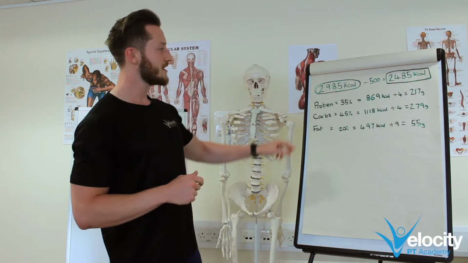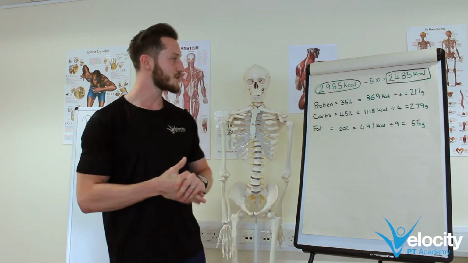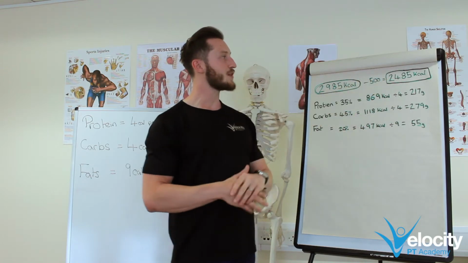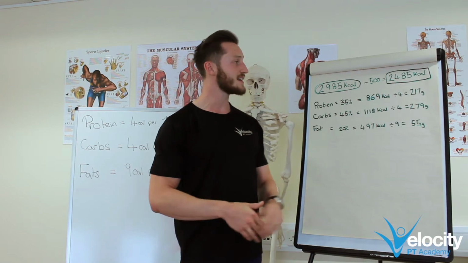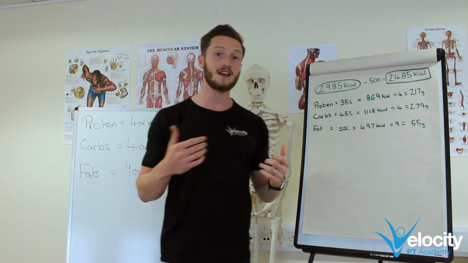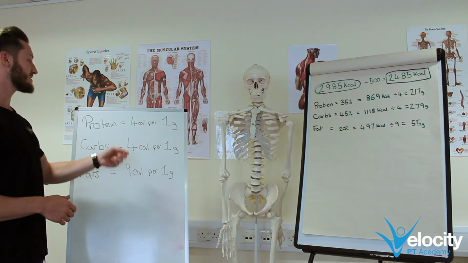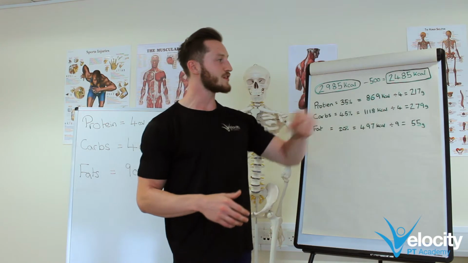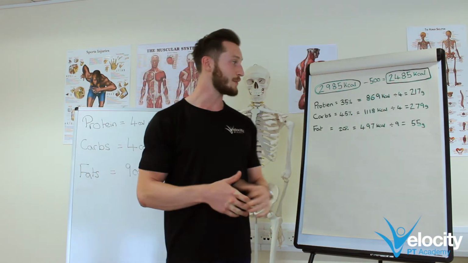Looking at carbs, I'm going to have a look at 45% of the daily calories coming from carbs, and what we've done here, worked out 45% of 2,485, it's given us 1,118 calories. We've divided that by 4 again, because for every 1 gram of carbohydrates holds 4 calories. So we divide that by 4, that's given us 279 grams of carbohydrates to eat. Happy days.